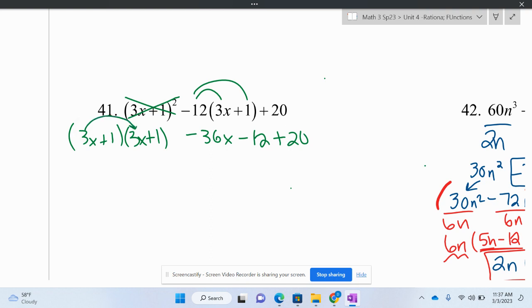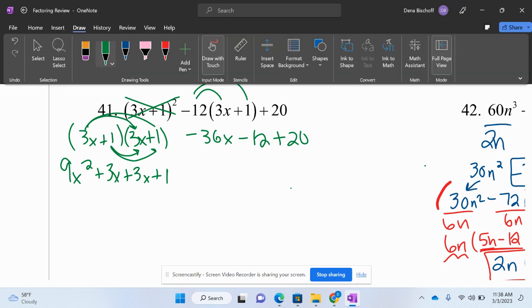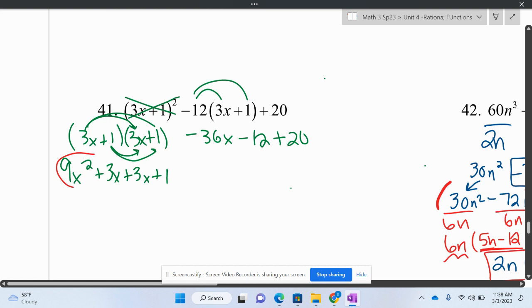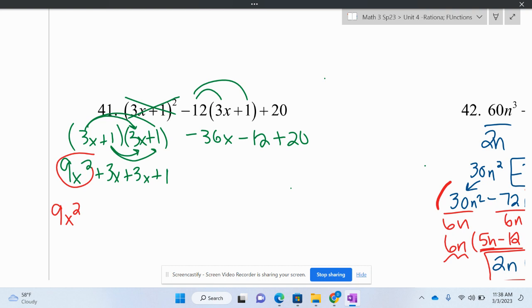Let's see. 3x times 3x is 9x squared. 3x times 1 is just 3x. 1 times 3x is 3x. And 1 times 1 is, okay. So we have to do some combining of like terms. So I always start with the largest degree term first. 9x squared. There is no other x squared, so I'm going to pull that out first. 9x squared.